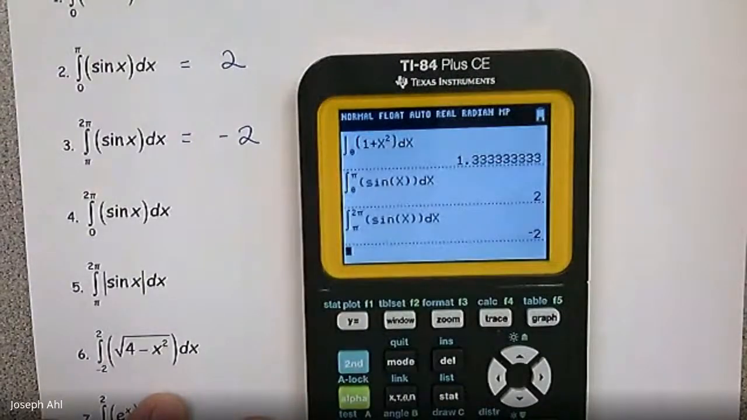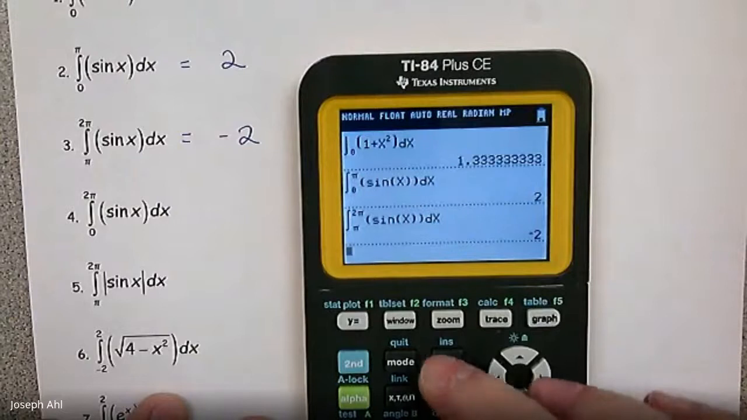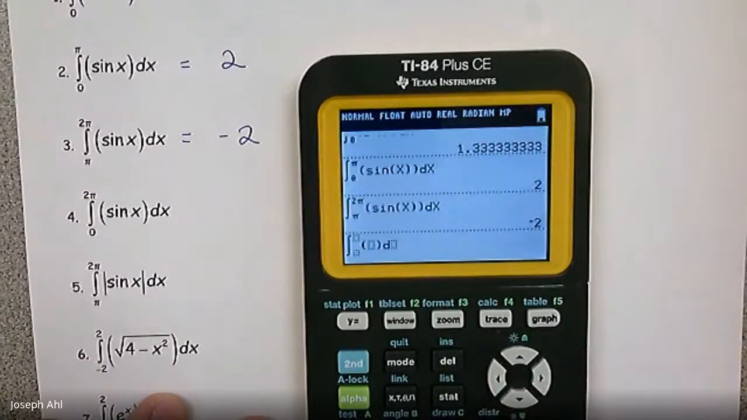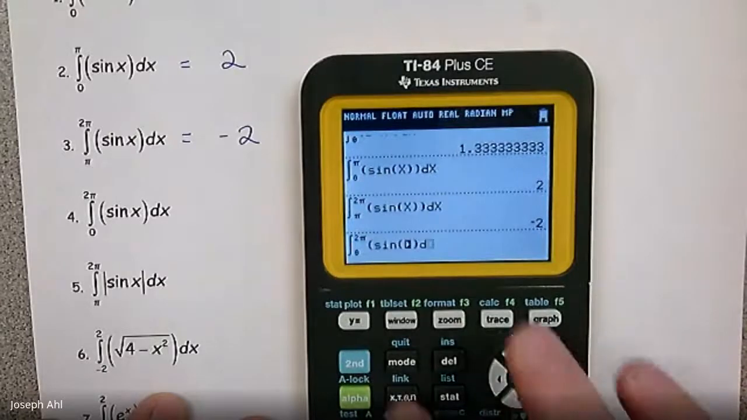Well, if I take the area from 0 to pi and then the area from pi to 2 pi, does it make sense that the total area here is going to come out to be 0? All right.